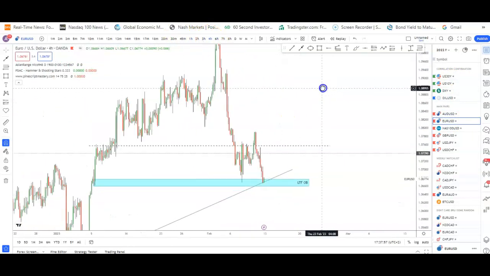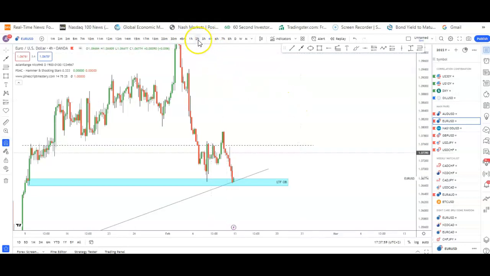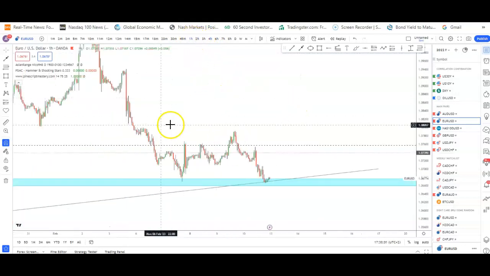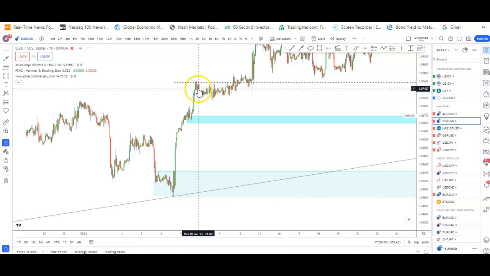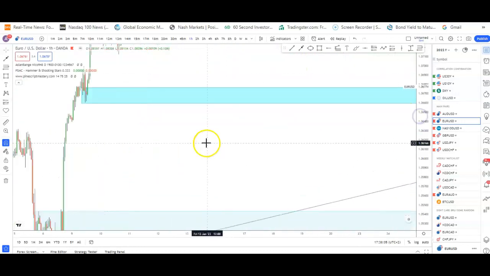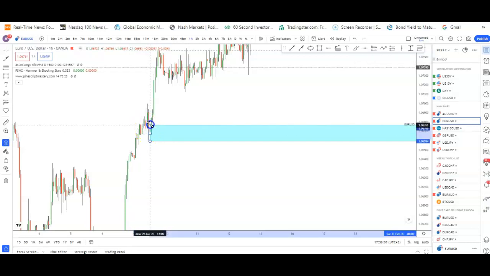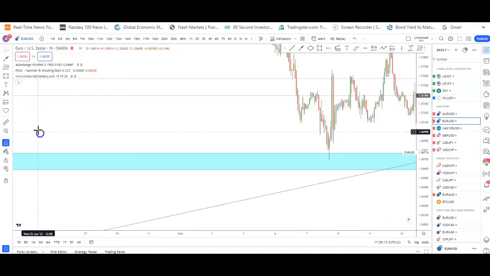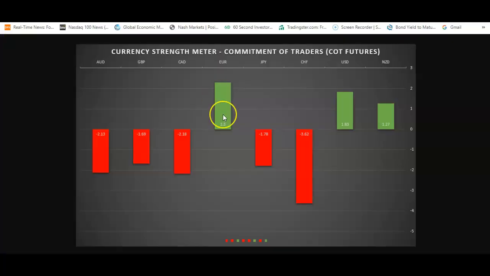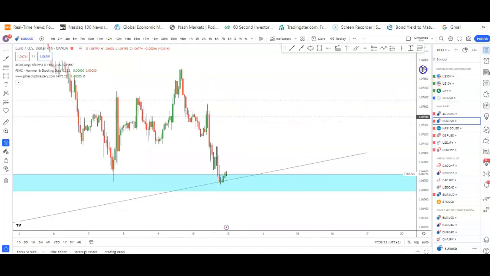Let's check EU. EU, the bot is currently in this trade. Rejected or bounced off this lower time frame supply over here, I mean demand. So the bot's in a buy. Euro is a bit stronger than the dollar, so it would be bullish.